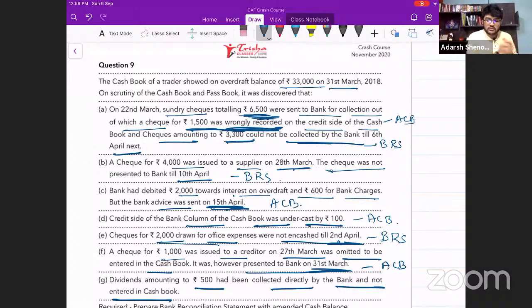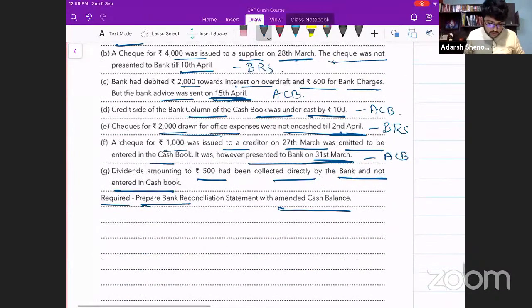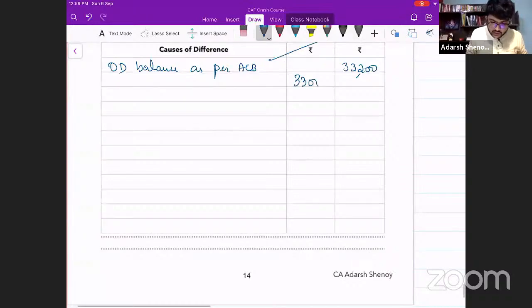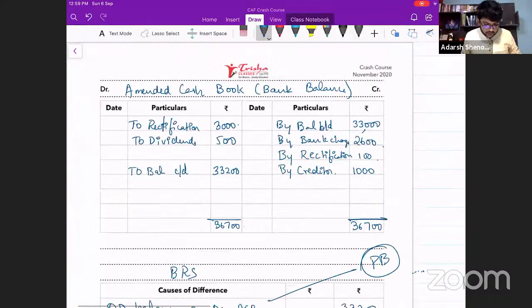Checks amounting to 3,300 could not be collected by the bank. Which book has moved because of this? The cash book is moved or passbook is moved? The cash book is moved. Upwards or downwards? Upwards. It has moved upwards. Now what should you do? The starting point is passbook. You have to add. How much is the amount you have to add? 3,300. Add.